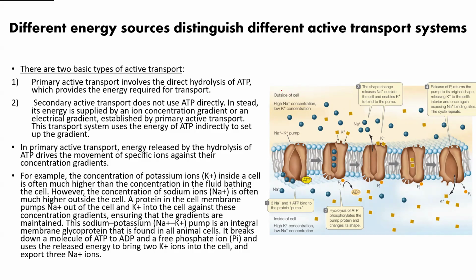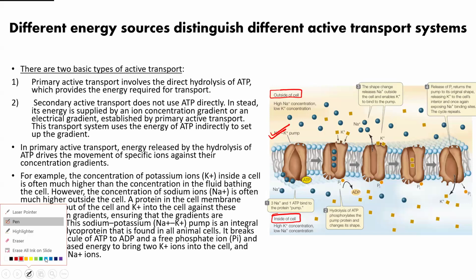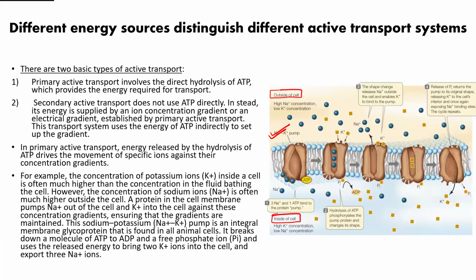For example, in this diagram, if you see here, outside the cell condition and inside the cell, this is the sodium potassium exchange pump. We are making use of the sodium potassium exchange pump. Clear? And if you see here, three sodium ions are binding and then ATP is binding. ATP hydrolysis will bring the change in the protein structure. Okay, see, it will bring the change in the protein structure so that this gate will open. See, this gate was closed, now this gate is open and sodium will be going out.